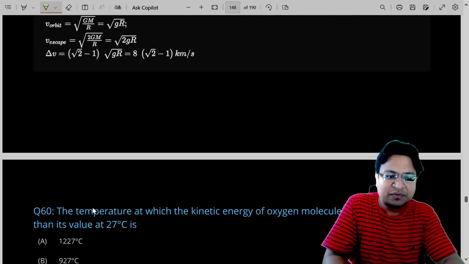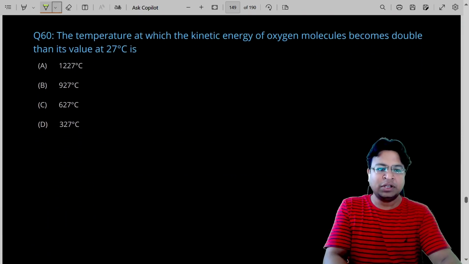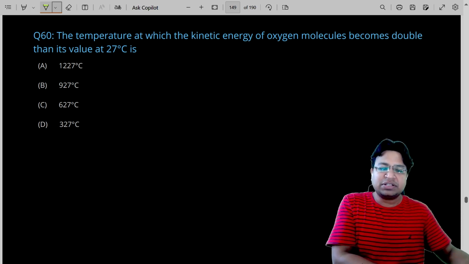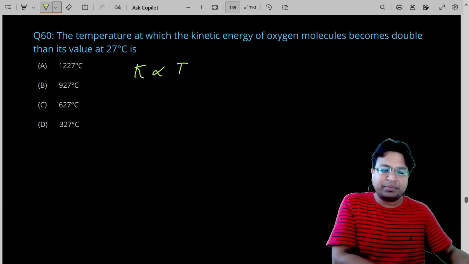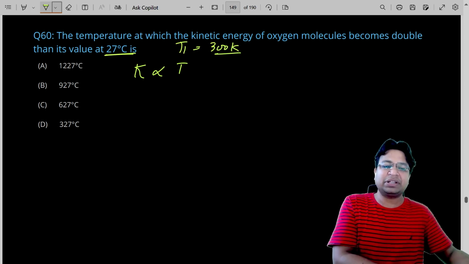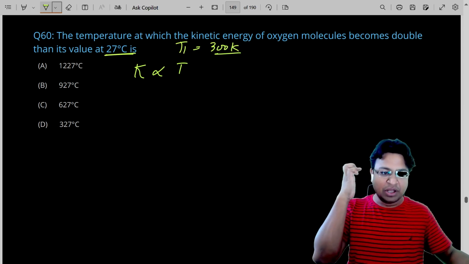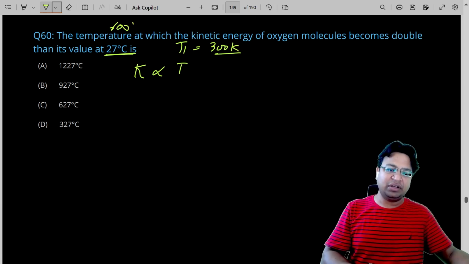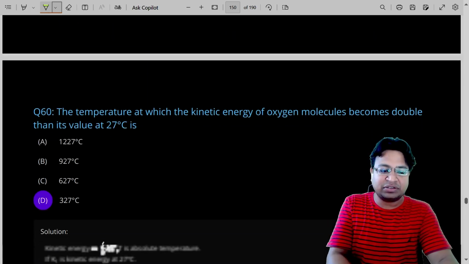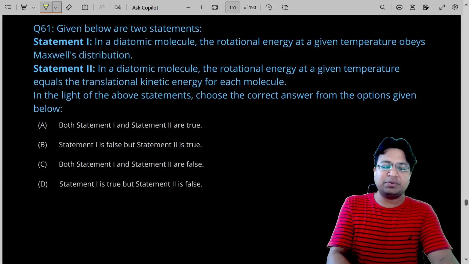Now let's move to the next question. This question says temperature at which the kinetic energy of oxygen molecule becomes double. Now, the kinetic energy is proportional to temperature. So at 27 degrees Celsius, this temperature, like T1, is 300 Kelvin, and if we want to double the kinetic energy, we need to double the absolute temperature. So we are talking about 600 Kelvin, and 600 Kelvin in degrees Celsius will become 327. So that is going to be the answer. Straightforward question.